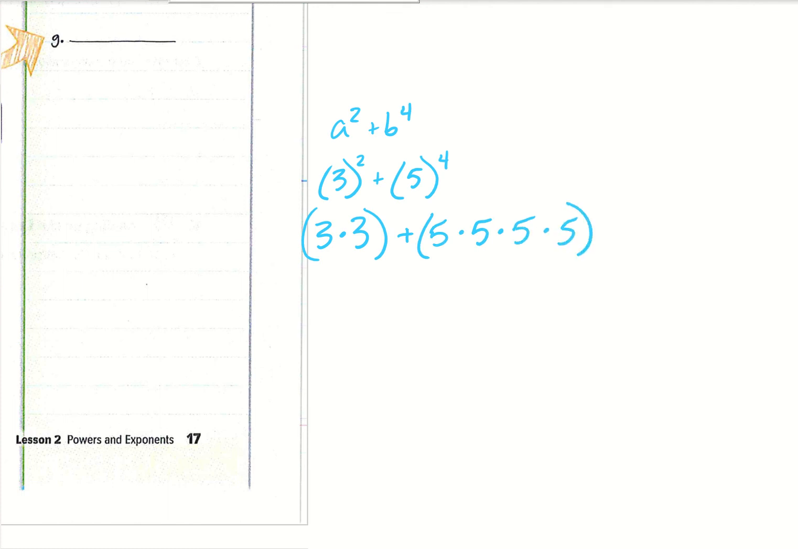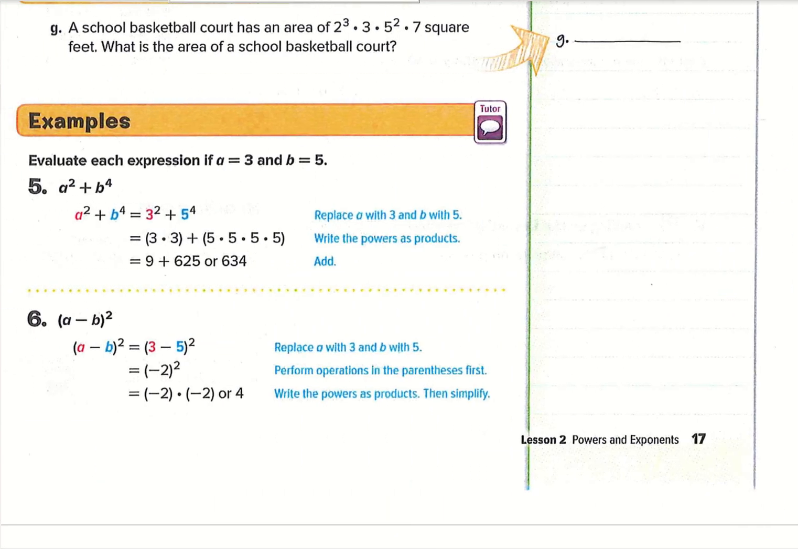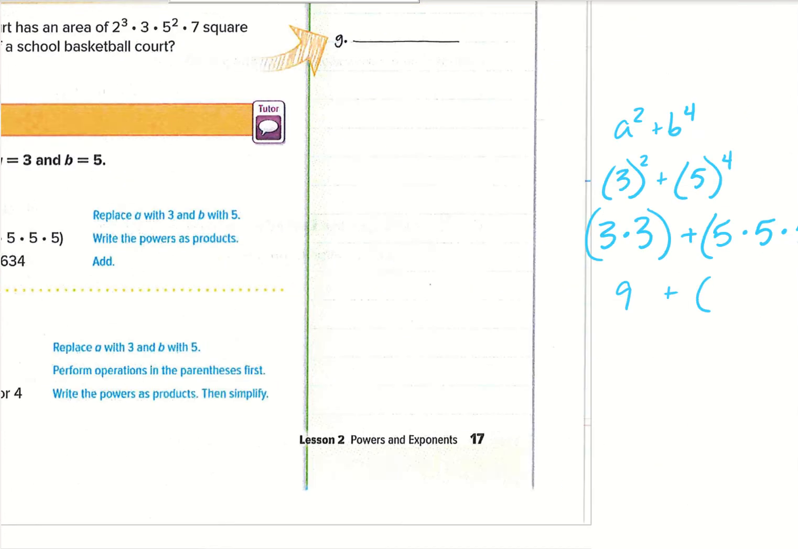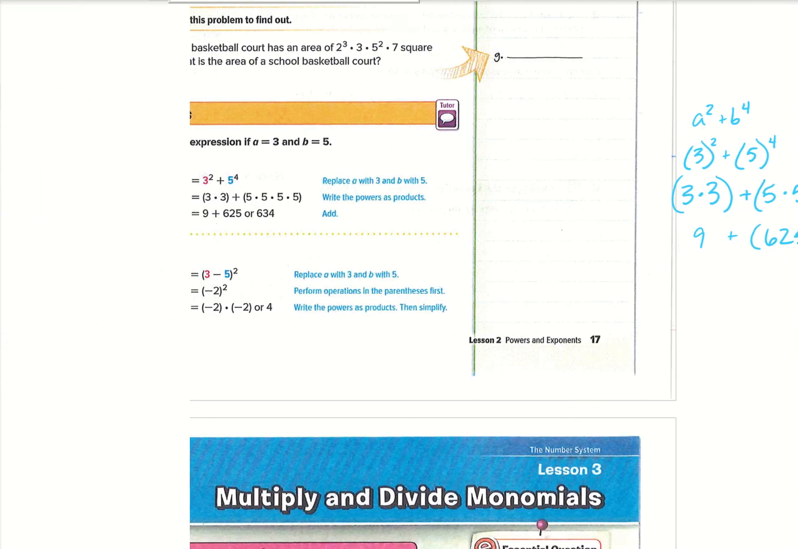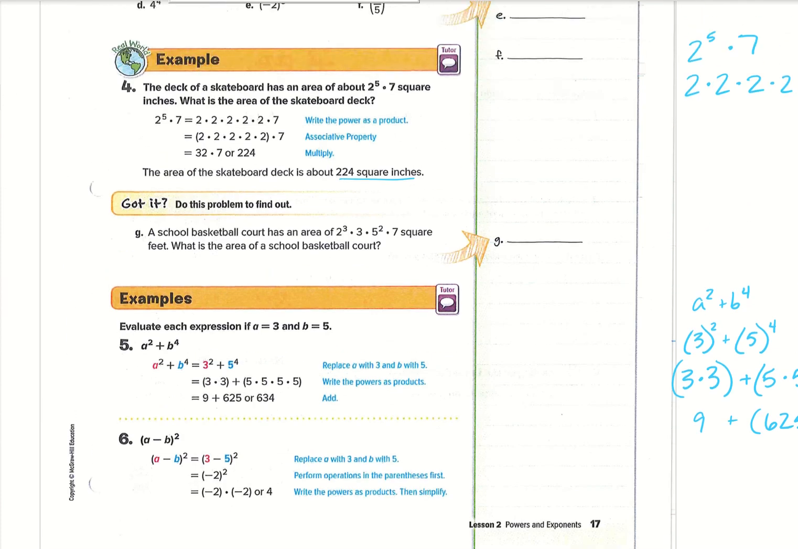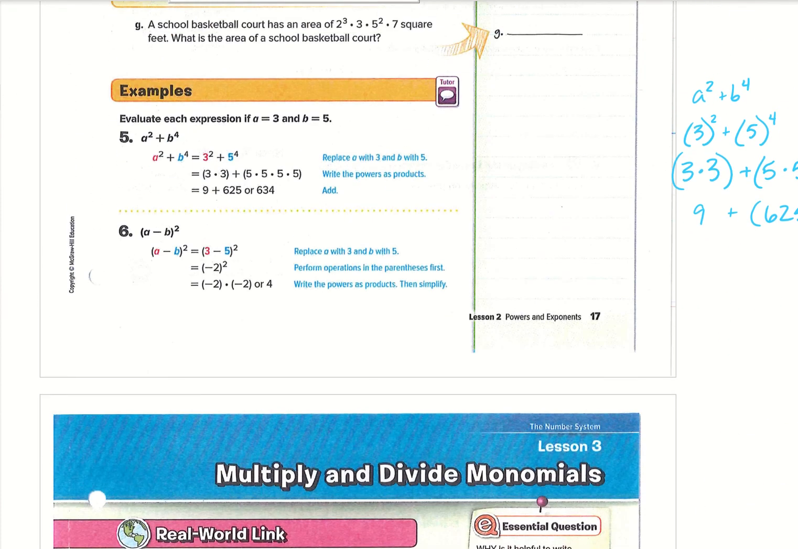I'm going to simplify all that. So 3 times 3 is 9. 5 to the 4th power is 625, they say. I'm going to believe them on that. All right, and then we just add those two together. 625 plus 9 is going to be 634. So that would be your final answer for that one. All right, so that is it. That's it for 1.2, and we're going to go ahead and move on to 1.3.